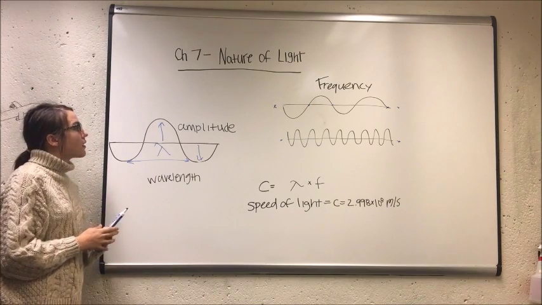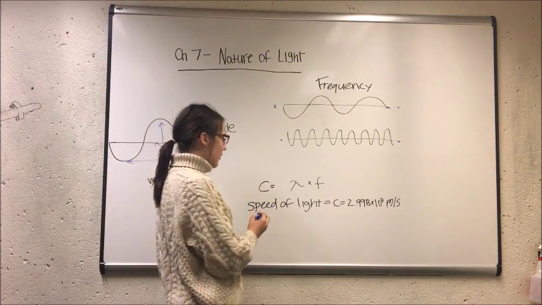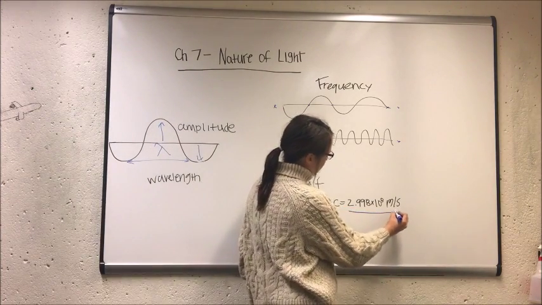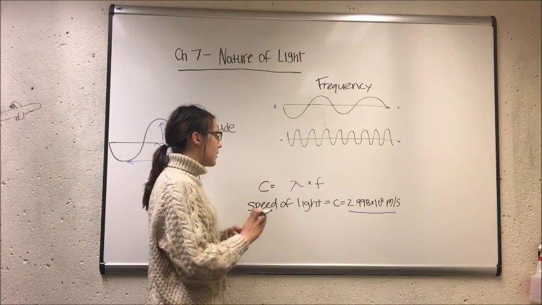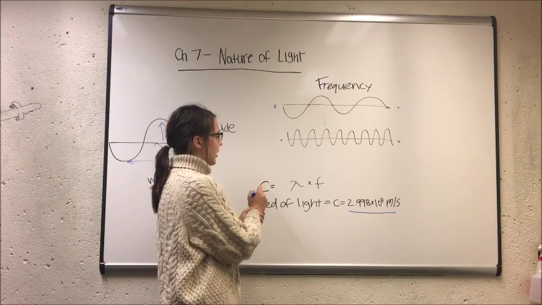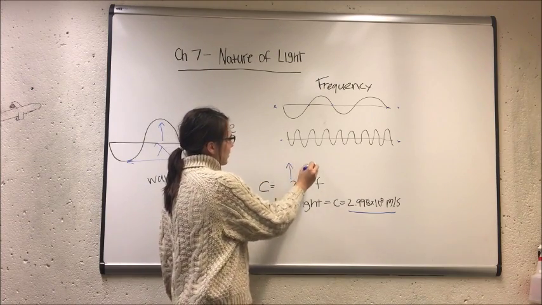A wave with a higher amplitude will also have a higher light intensity. The speed of light in a vacuum is always the same number, 2.998 times 10 to the 8th meters per second. You can find the speed of light by multiplying wavelength times frequency. Since the answer will always be the same no matter what, the two must be inversely related, meaning that as one of them goes up, the other will go down.